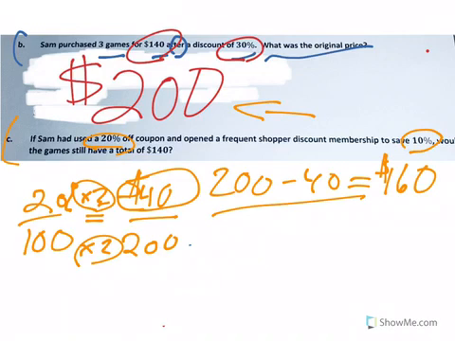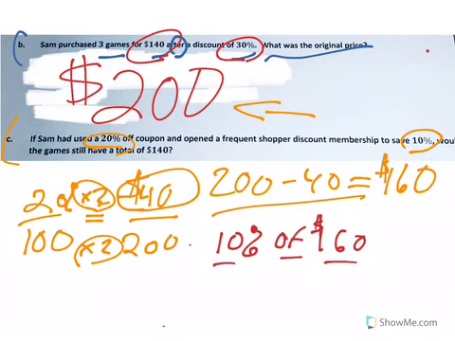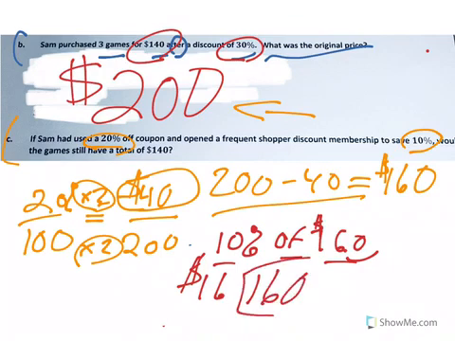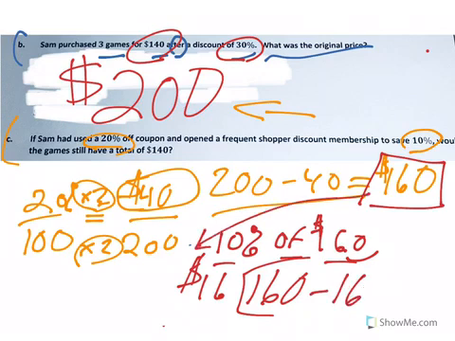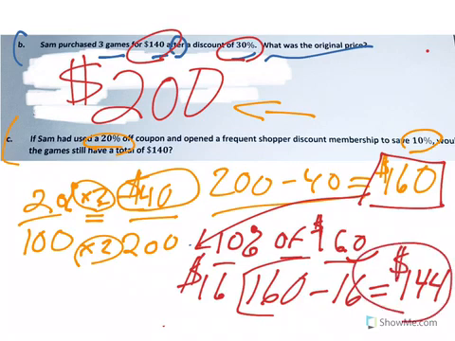And we just talked about how if we're going to find 10% of 160, you could take 10% times 160, or since it is 10%, you could move the decimal one place to the left, and we know that that is going to be $16. So we have $160, which was our total after the 20% off coupon, minus the 10%, which is $16, which is going to give us a total of $144.